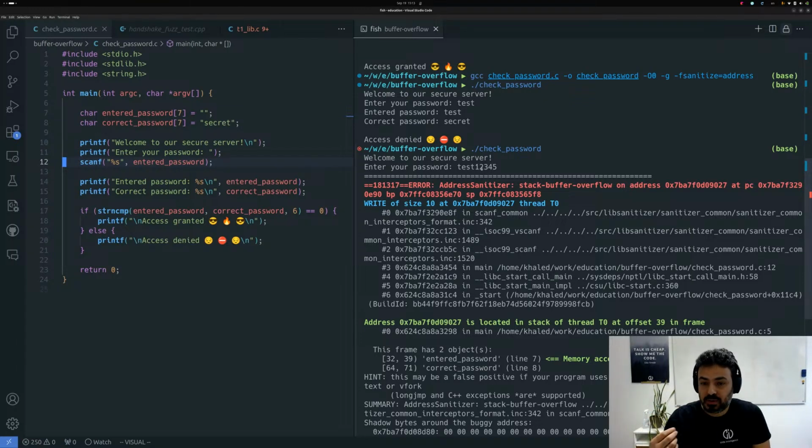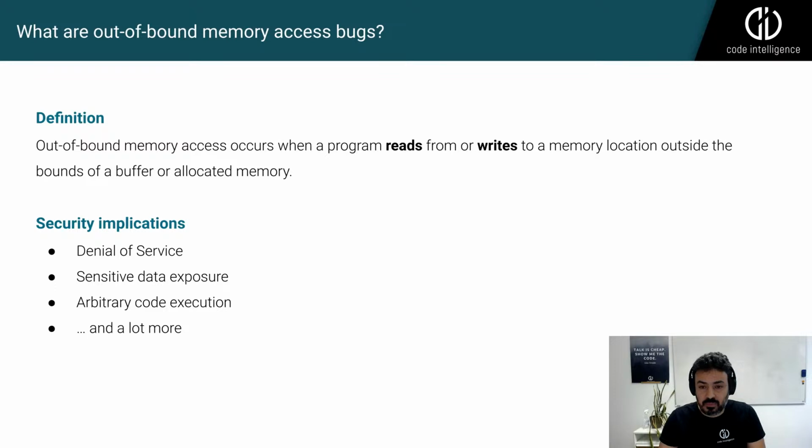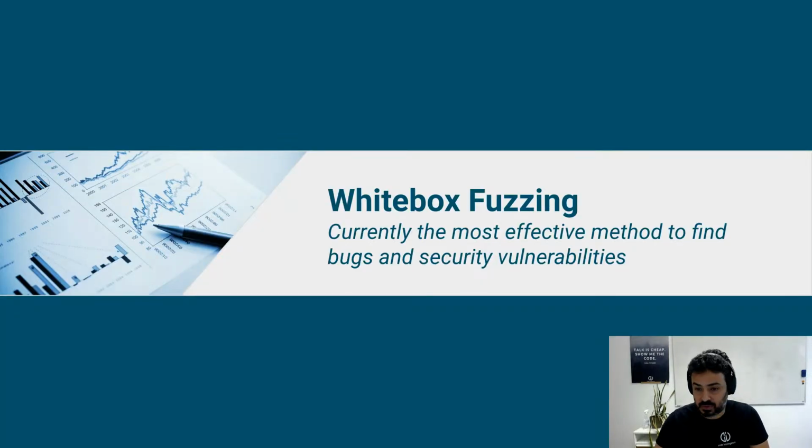And so we need a way to automatically generate these test cases. And this is actually where fuzz testing plays a very important role. What we also mean by whitebox fuzz testing is where you have the source code, and you can leverage the source code information or insight into an effective method. Currently, fuzz testing or whitebox fuzz testing is the most effective method to find bugs and security vulnerabilities in software.